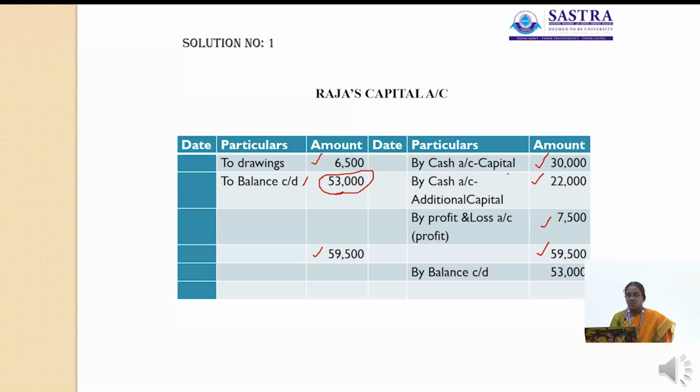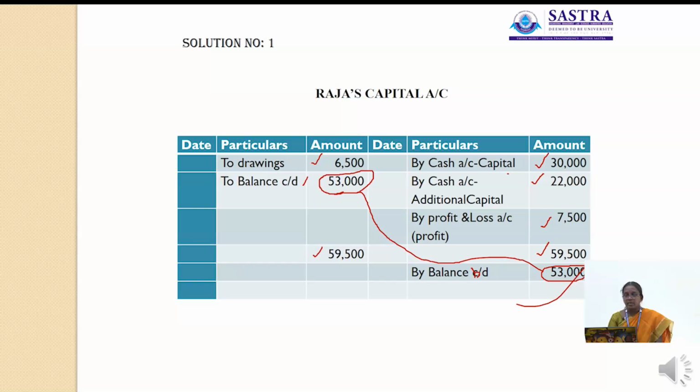So this amount was recorded as to balance carry down. So, to balance carry down rupees 53,000. That amount was carried forward to the next month. By balance brought down rupees 53,000. That is, by balance brought down 53,000. Is it clear?